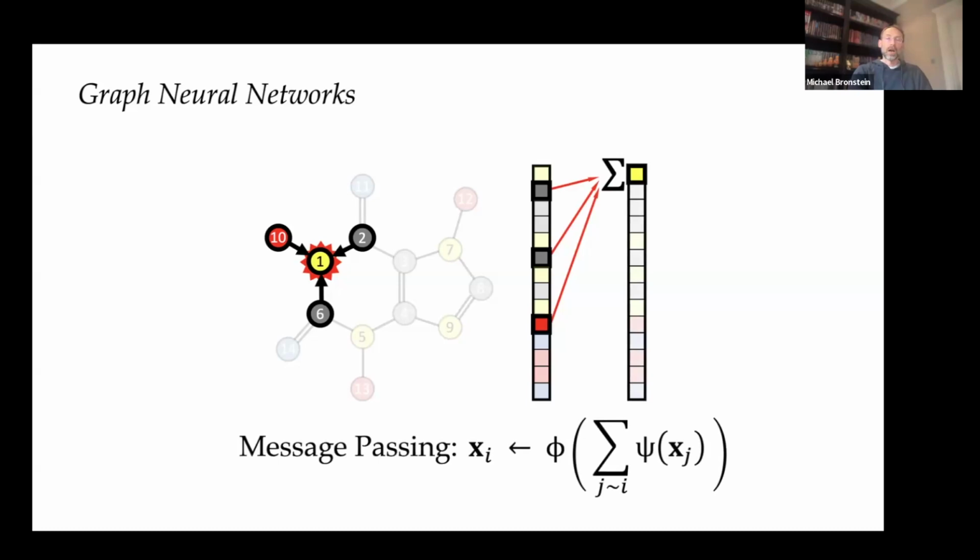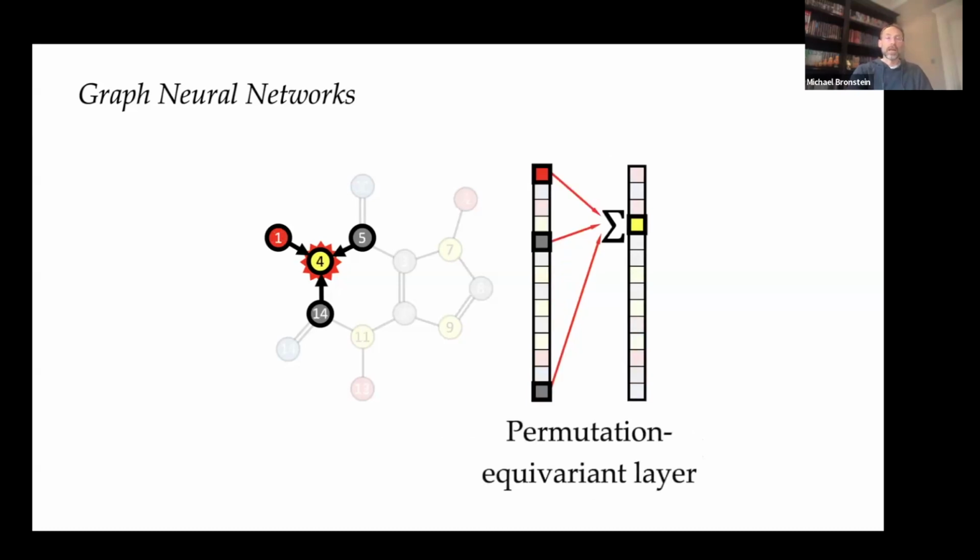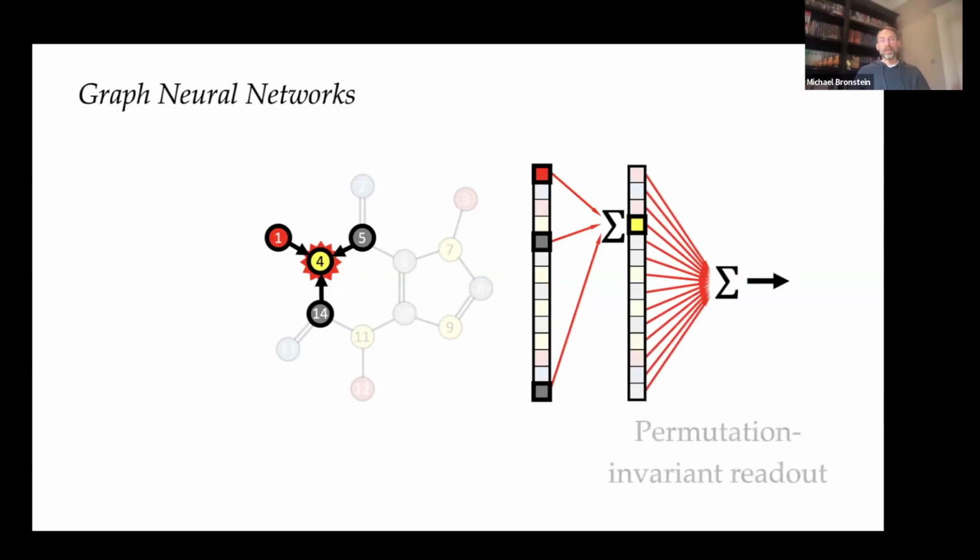So the property here is permutation equivariance, right? Because if we change the order of the atoms in the molecule, in the hidden representation the atoms will change in the same way. And if we want to aggregate all the information to a single number like toxicity, we want a permutation invariant readout, right?